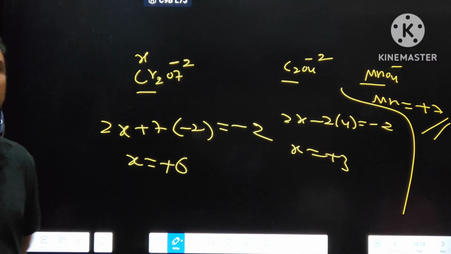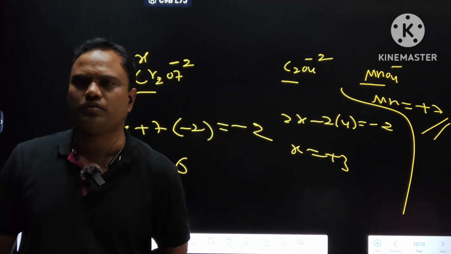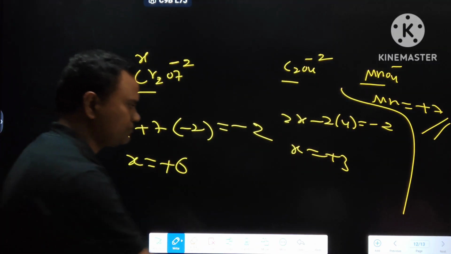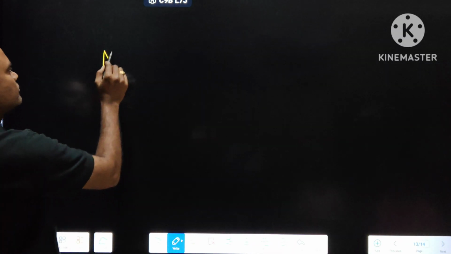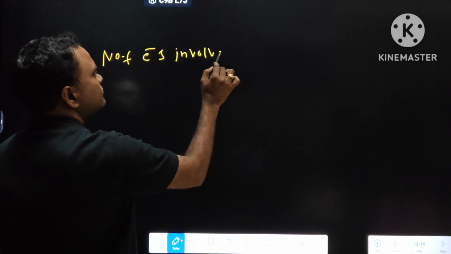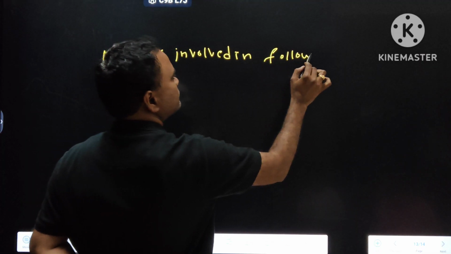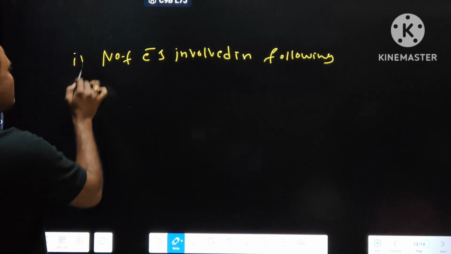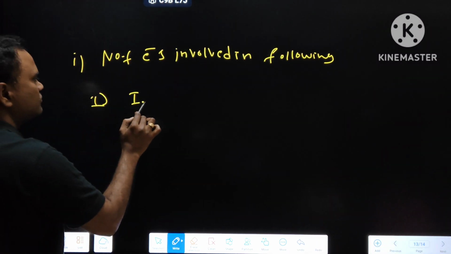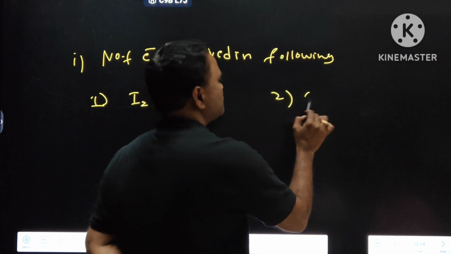Right. Next, an important question: number of electrons involved. So we are going from the basics to model questions, right? Number of electrons involved in the following reaction. Next question. How many electrons are involved in this?